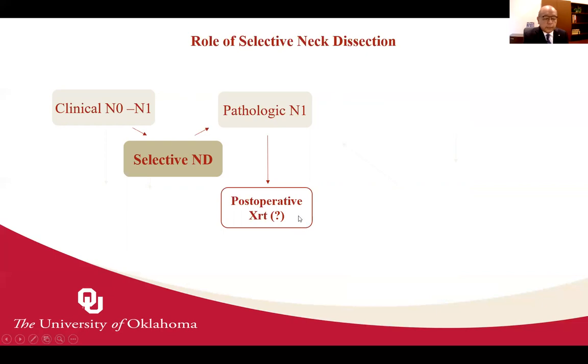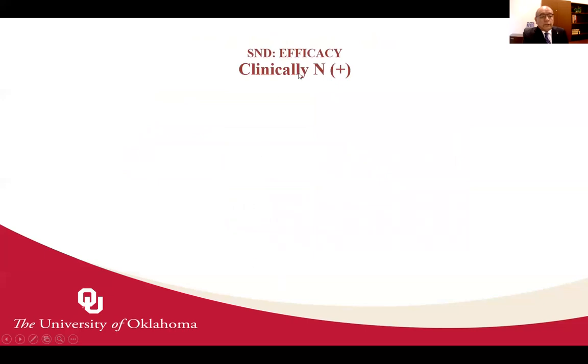Most likely yes, particularly when there is a node with extracapsular spread or when there is a node that's positive beyond the first echelon of lymphatic drainage. And this is where the staging role of a selective neck dissection begins. What about the efficacy of selective neck dissection in the clinically N-positive neck?